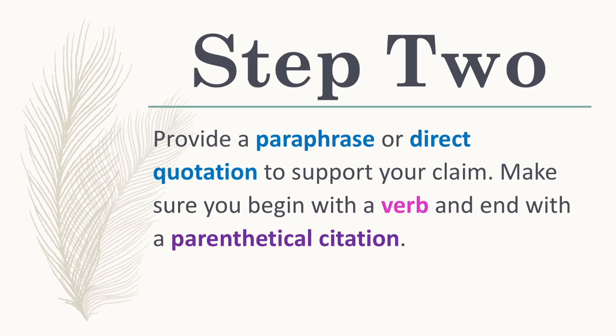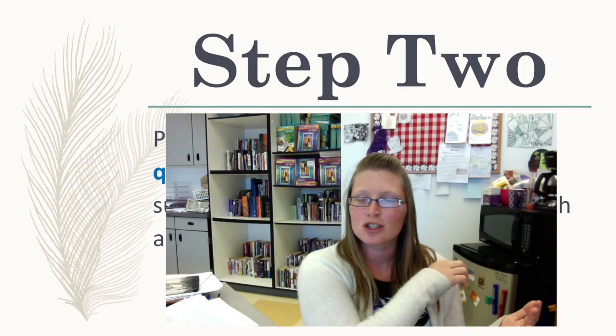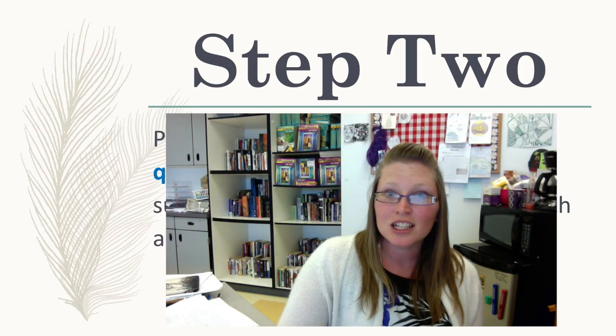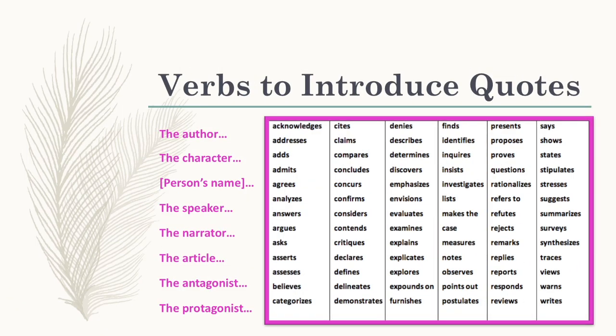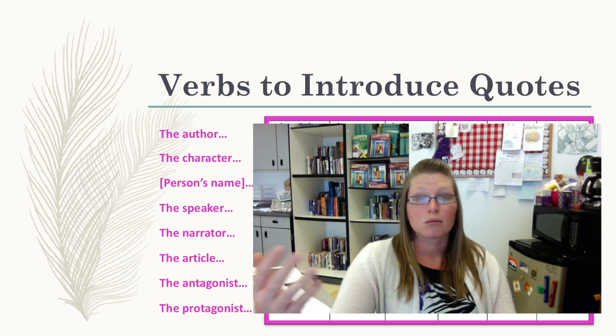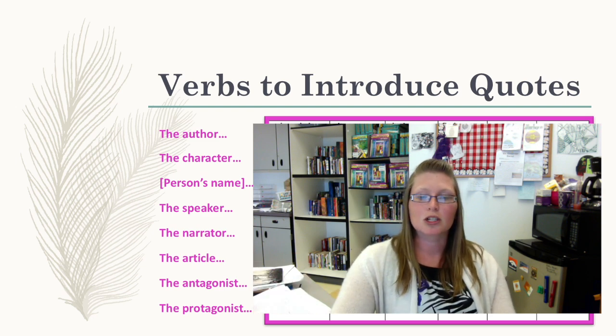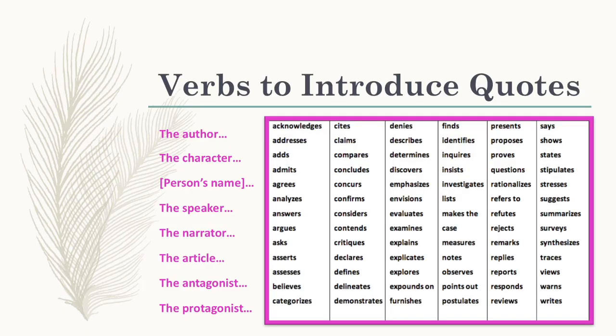And you need to make sure that you begin with a verb and end with a parenthetical citation. Far too often, students will just drop a quote into their paper without introducing it with a verb. So you have to have a verb. So to add your verb, you're going to pull one of the phrases from the left. So you could use the author, the character, whoever's name, the speaker, the narrator, the article, the antagonist, the protagonist. Who's speaking? Who said whatever it is that you're about to quote? And then you need your verb.